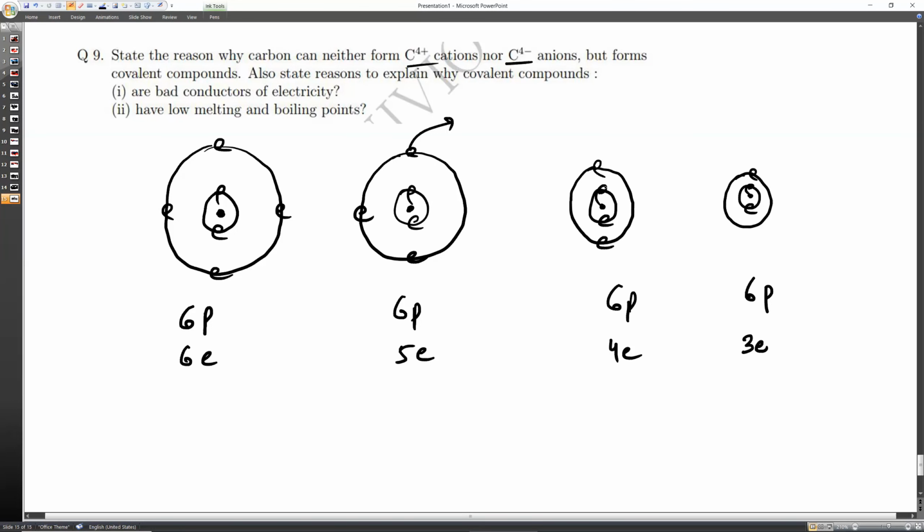Now the size of the shell will decrease. Now it will come closer to the nucleus. Now the energy is exponentially increasing. Now we can simply say that if you keep on removing the electrons, the size of the atom will keep on decreasing, as a result of which exponentially more and more energy will be required to remove all the four electrons, which is not practically possible. That's why carbon never forms C4 positive ions.